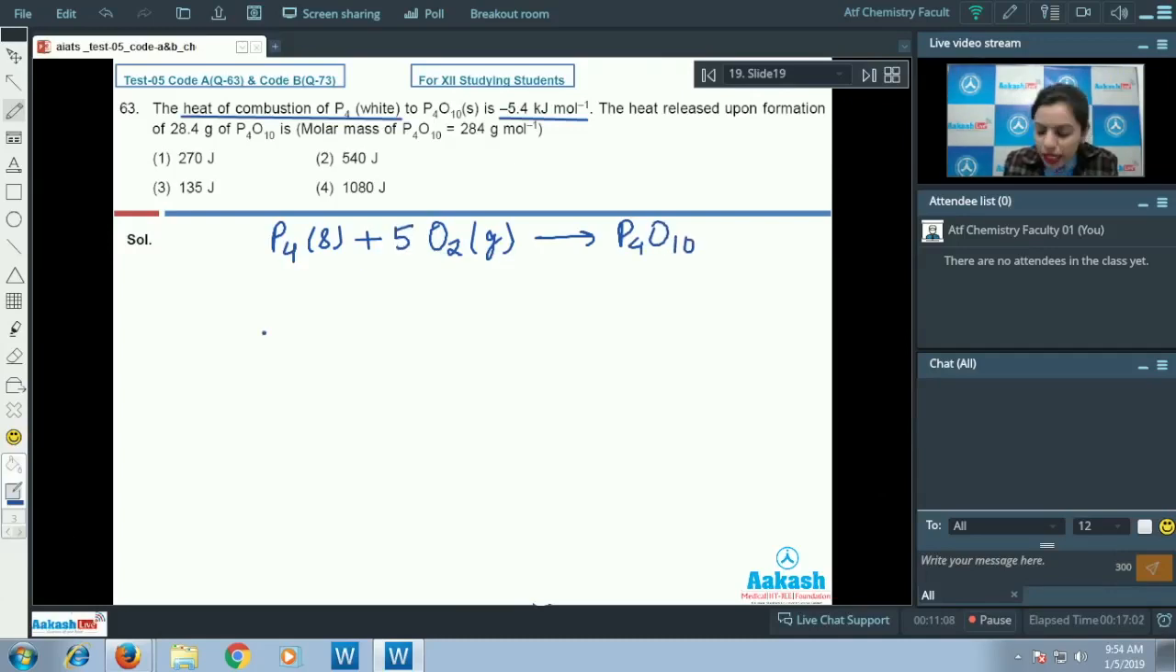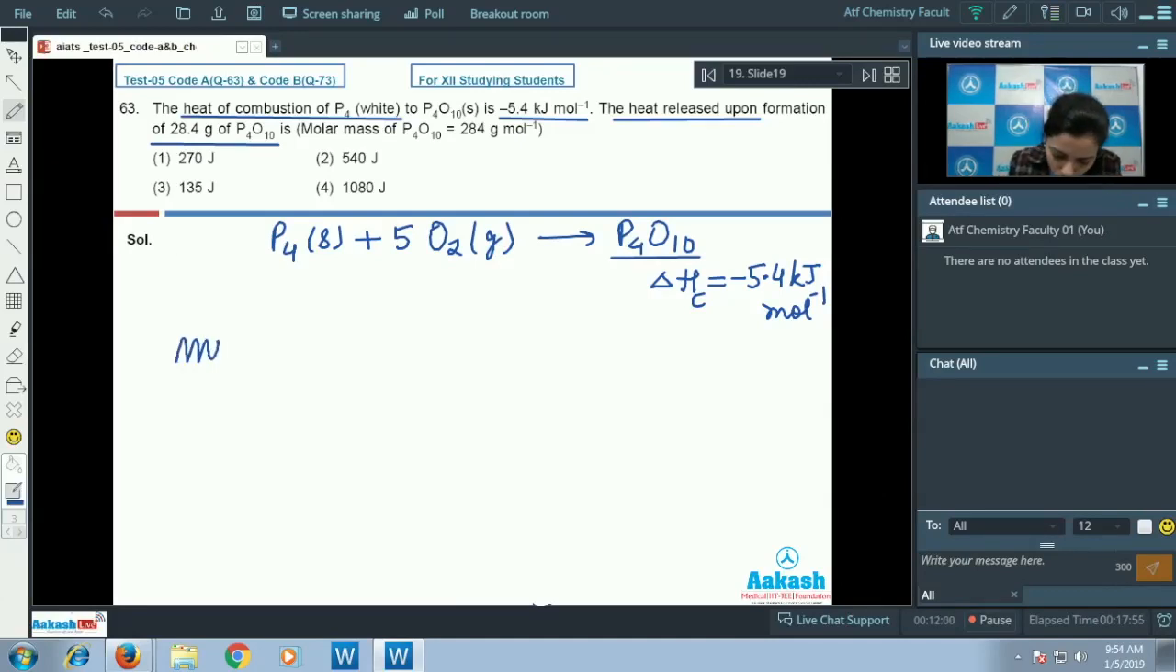Let's balance this reaction. This is the balanced reaction, and during this process, this combustion of P4, there is the formation of heat also, and that heat is enthalpy of combustion or the heat release simply, that is minus 5.4 kilojoule per mole. It means during the formation of 1 mole of P4O10, the heat released is 5.4 kilojoule. Now, you just want to find out the heat released upon the formation of 28.4 gram of P4O10. So, first we need to change this mass into moles. Then we'll find out how much amount of heat is released.